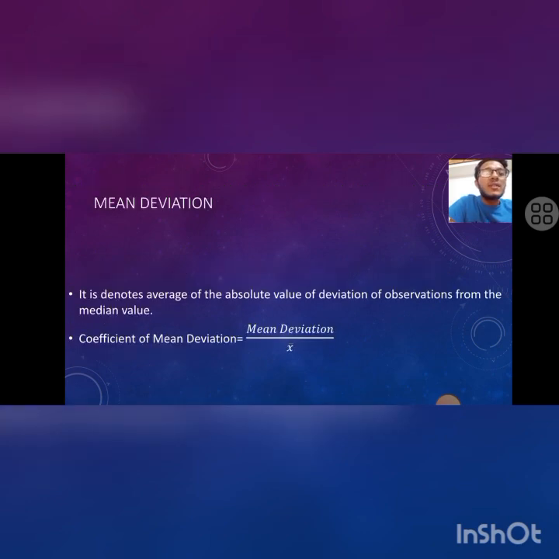Now what is mean deviation? It denotes the average of the absolute value of deviation of observations from the median value. Coefficient of mean deviation equals mean deviation divided by x bar.